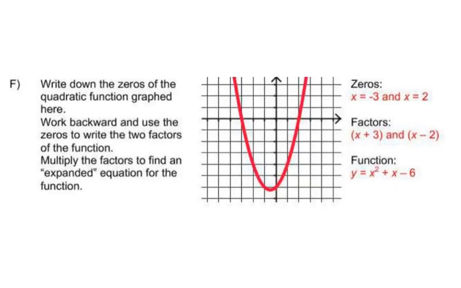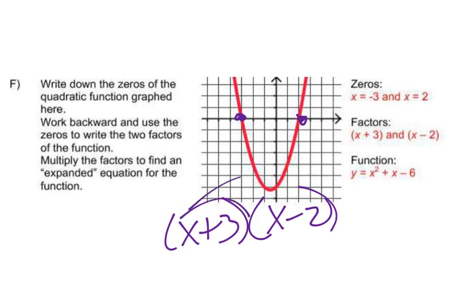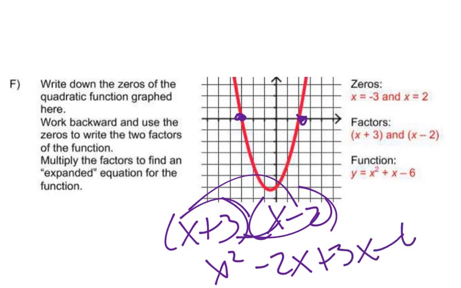This one has you work backwards. You look here and you find that negative 3 and positive 2 are your roots. To make it a factor, you have to use the opposite sign. So instead of negative 3, it's x plus 3, and instead of positive 2, it's x minus 2. Then you just take x plus 3 and x minus 2 and you distribute. So you get x squared minus 2x, distribute, plus 3x minus 6. Combine the like terms, and that's how they got their final answer.